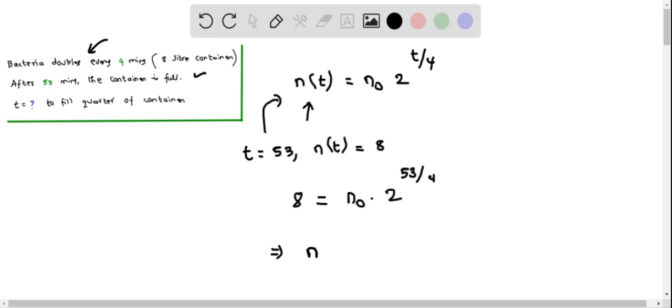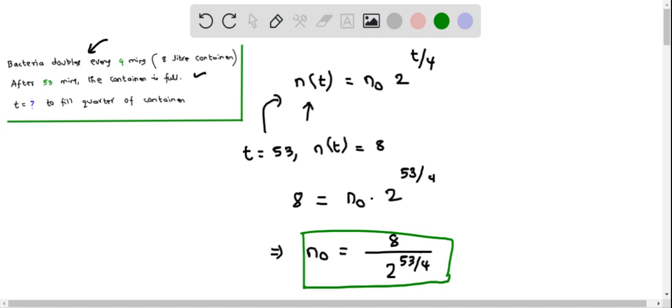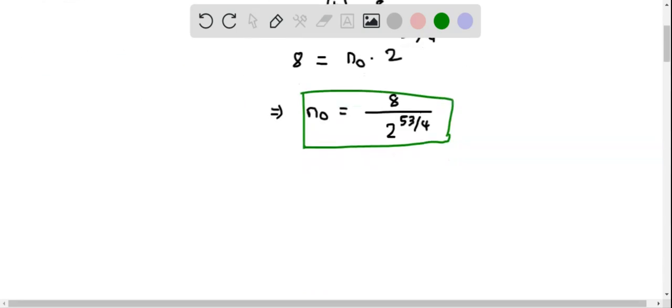Now let's solve for N0. So we get N0 equals, we divide both sides by 2 raised to the power of 53 by 4. So this is the expression for N0, or the initial amount of the bacteria in the 8-liter container. And this means we can rewrite this number of bacteria model. So N(t) equals, replace N0 by 8, so we will have 8 divided by 2 raised to the power of 53 by 4 times 2 raised to the power of t by 4.